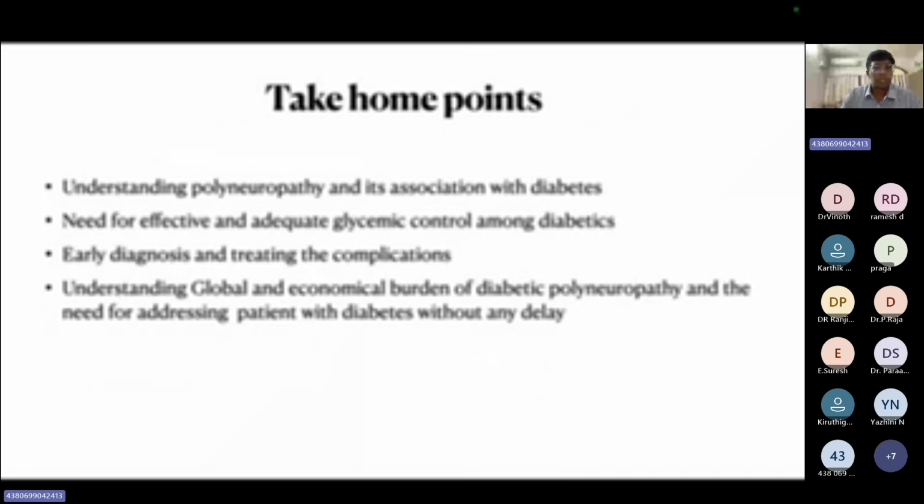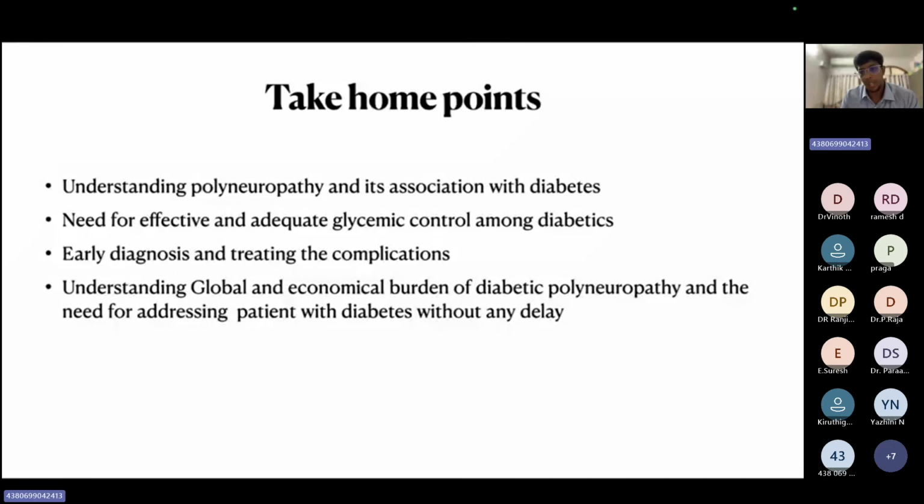So my take-home points are to understand polyneuropathy and its association with diabetes, the need for effective and adequate glycemic control among these diabetic patients, early diagnosis and treating the complications, understanding the global and economic burden of diabetic polyneuropathy, and the need for addressing patients with diabetes without any delay.